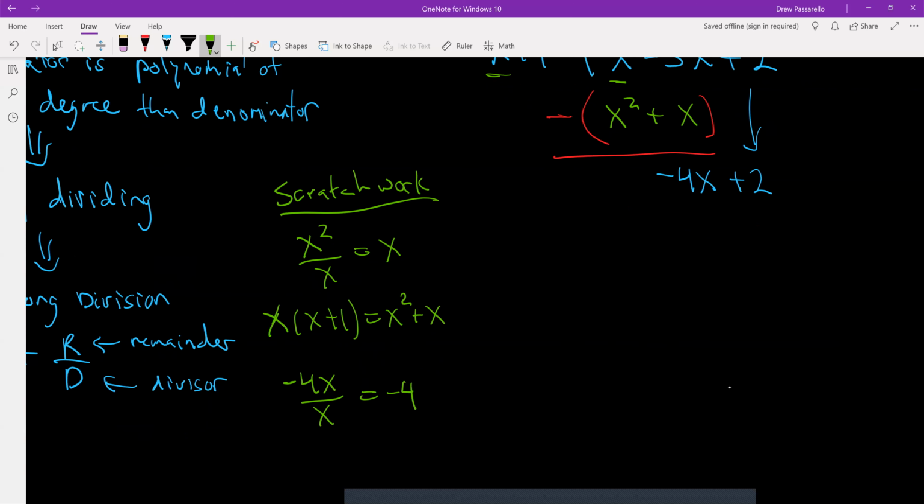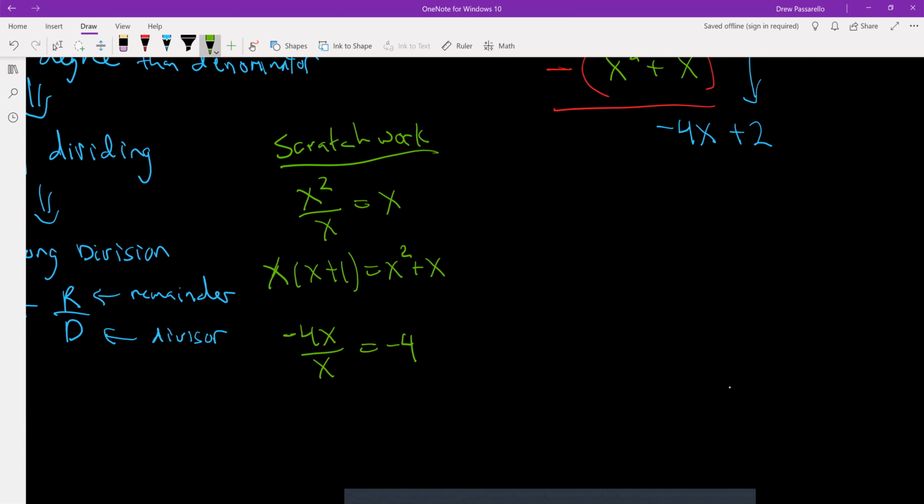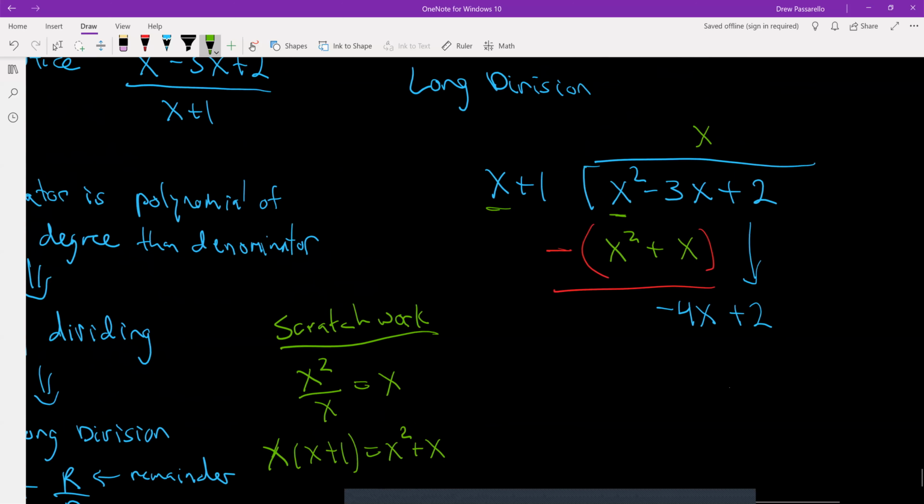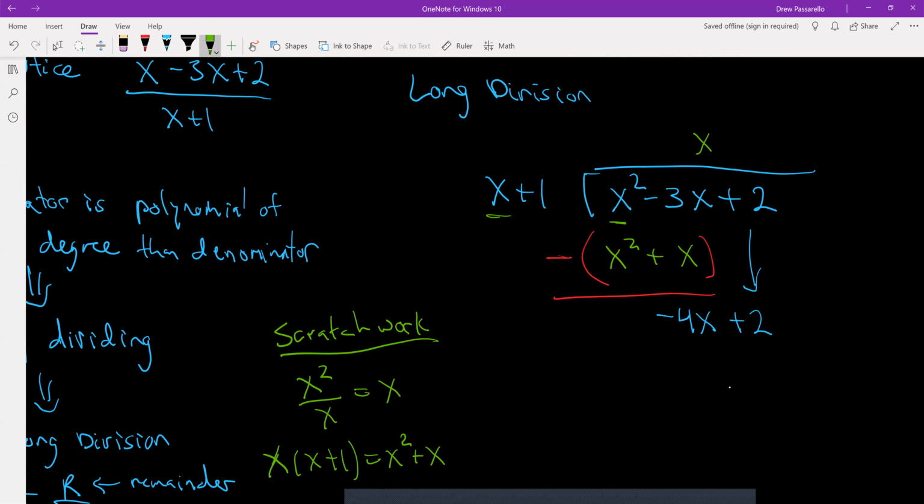Then I take negative 4 and multiply that with x plus 1. All right, so that's negative 4x minus 4. So we did negative 4x divided by x is negative 4. Multiplying negative 4 to x plus 1 gives us negative 4x minus 4.